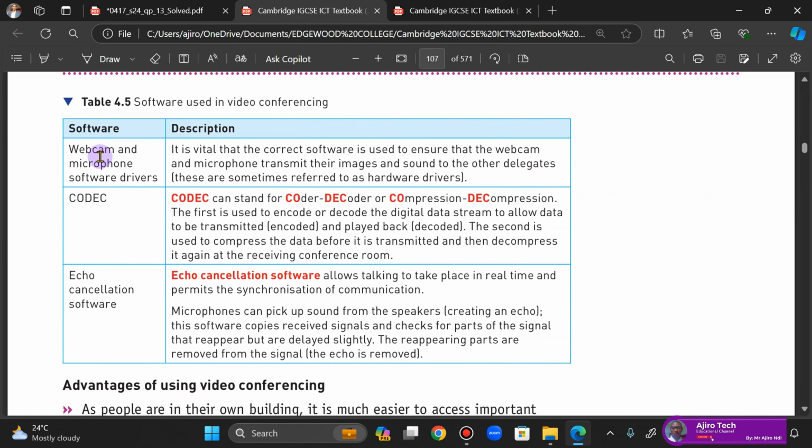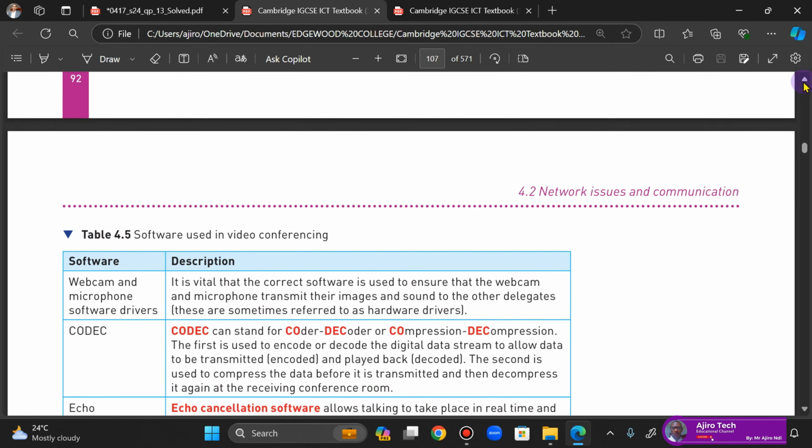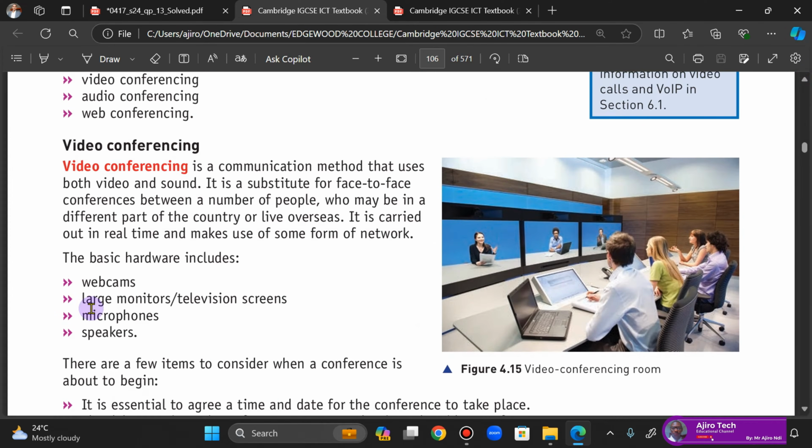These are the software that are needed: webcam and microphone software drivers, codec, which means coder, decoder, compression, decompression. So the first one is used to encode. The second one is to decode the digital data stream to allow that to be transmitted and then play back the code. We have echo cancellation software. The microphone can pick up sound from speakers and create an echo. And so what this does is to allow talking to take place in real time and permits the synchronization of communication. Here you see those hardwares that are needed to set up your webcam, monitors, microphones, speakers.